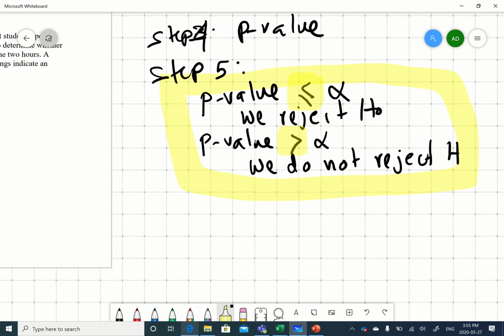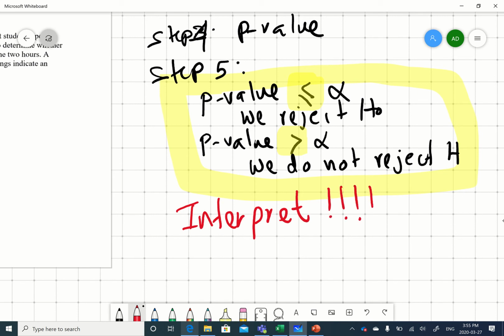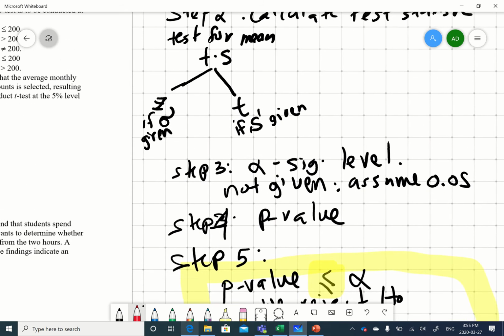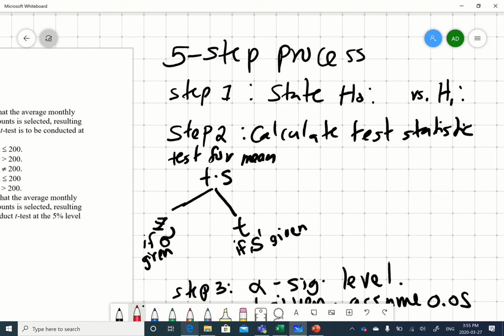So you cannot stop there. You have to interpret your result. It's really important in terms of practical life and in terms of your final exam. So you must state what your H naught and what your H1 is. This part is critical.